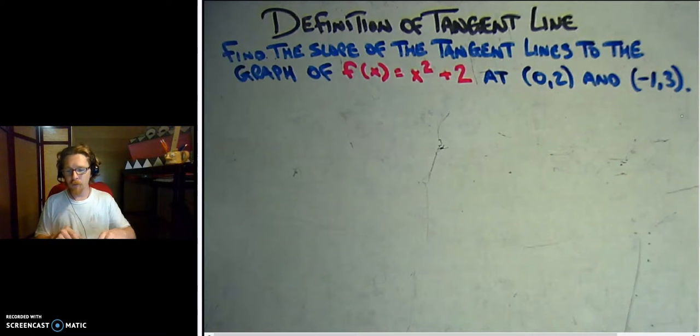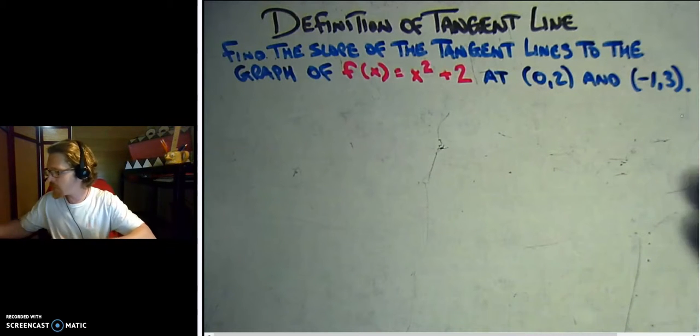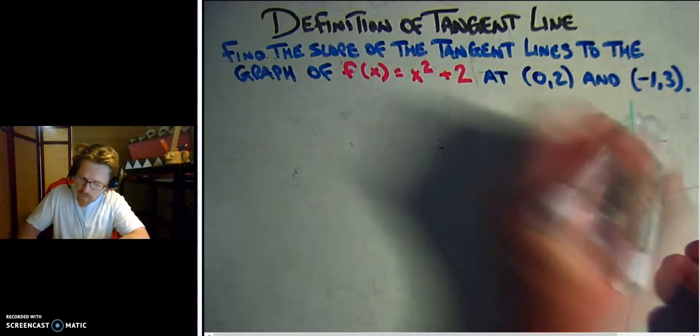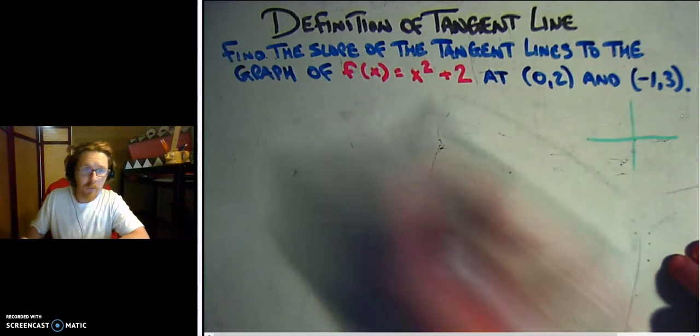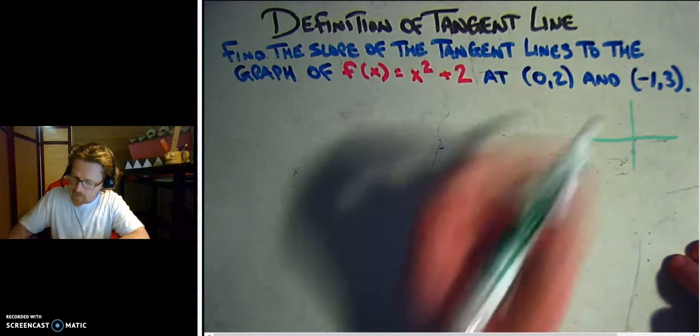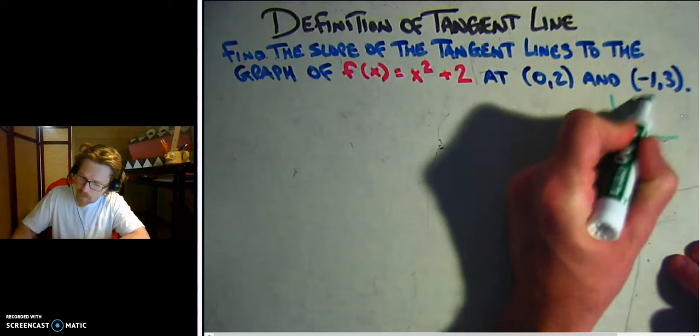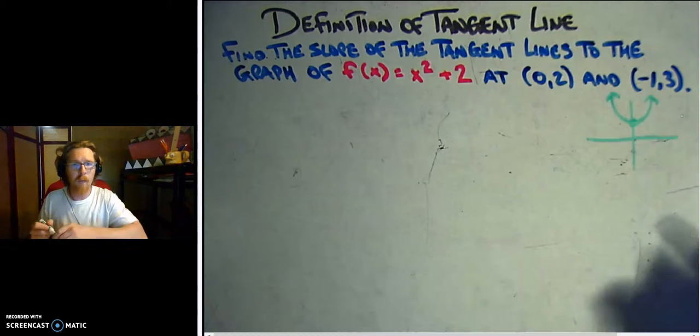Now these are 2 points on the curve, just to give us an idea of what we're looking at here. The function is a parabola, x squared plus 2. I know it has a vertex here at (0, 2), and it's going to be an upward facing parabola.